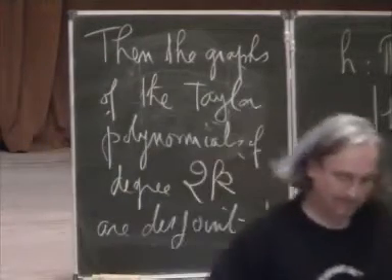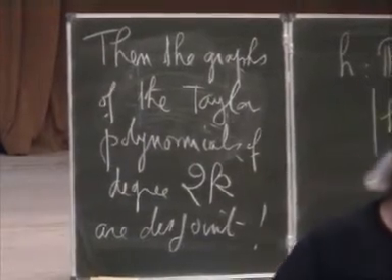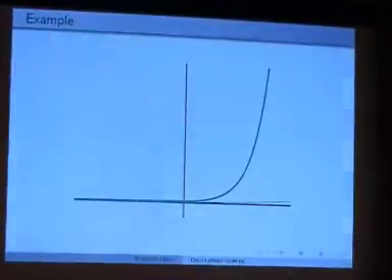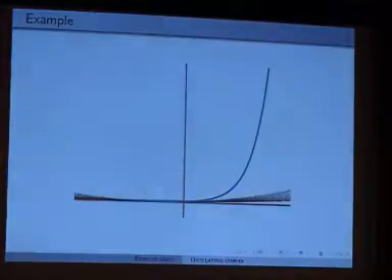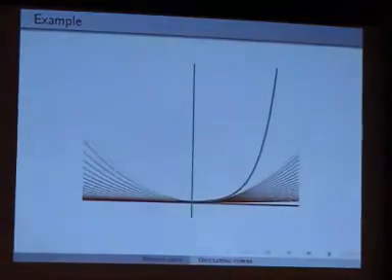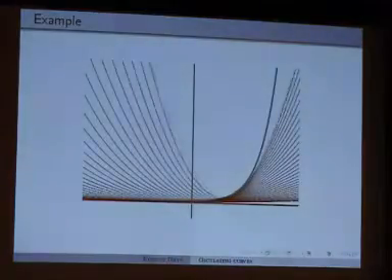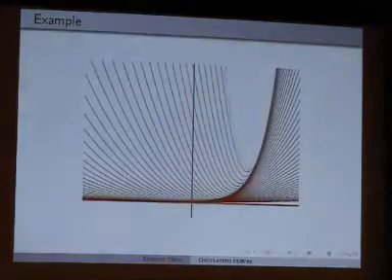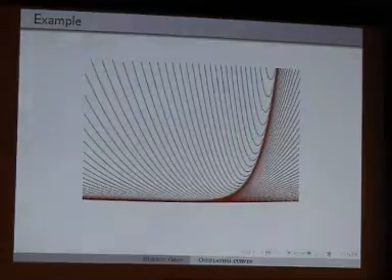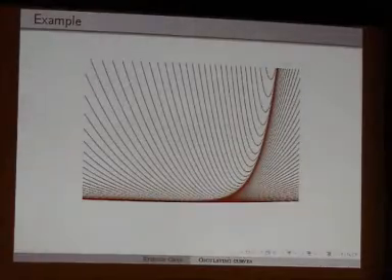So here's a picture first. This is the exponential function, and I'm drawing the Taylor polynomials of degree 2 at every point. The Taylor polynomial of degree 2 is just a parabola. And you see in the picture, they don't intersect, two by two. The exponential function has a third derivative which is not 0 anywhere, so the Taylor polynomials of degree 2 don't intersect.